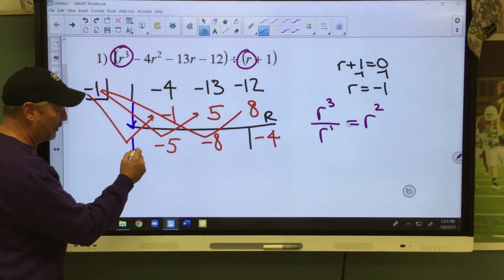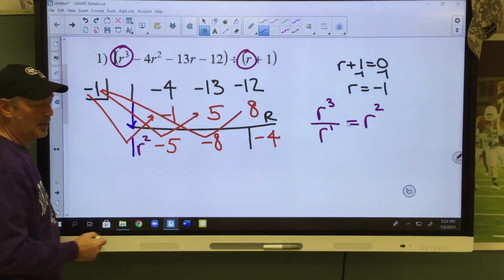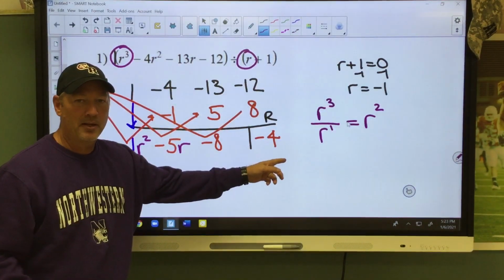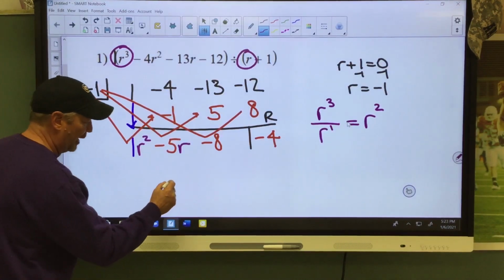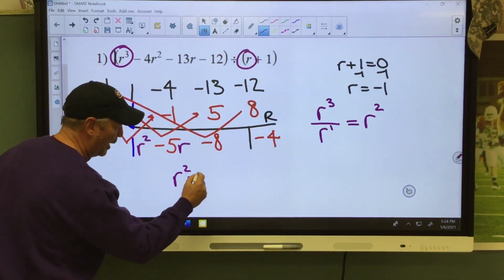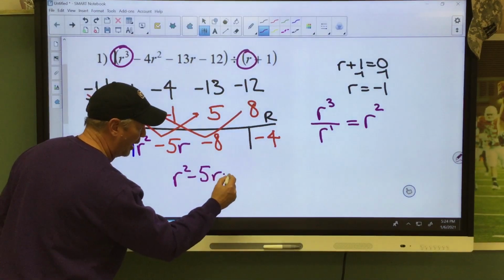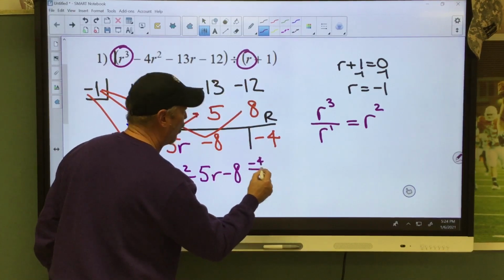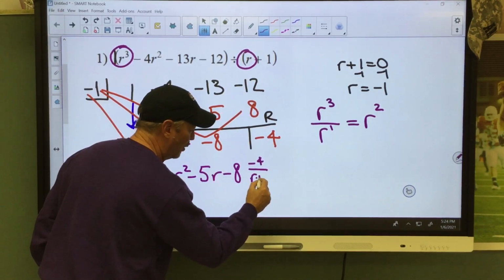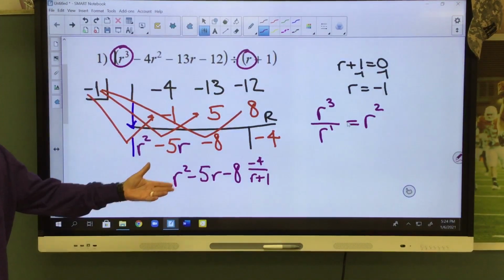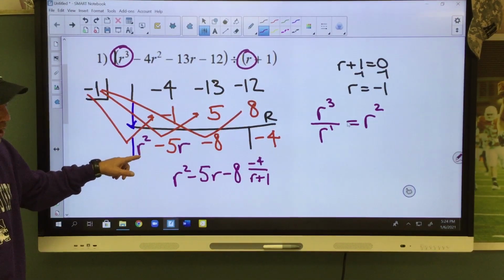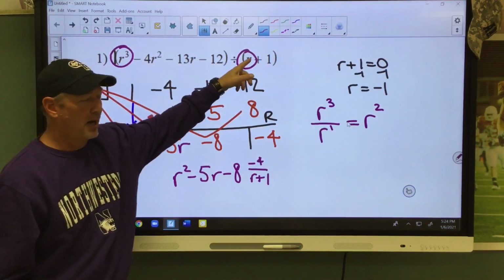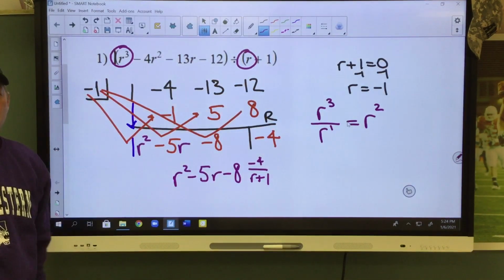So my answer should start with r to the second. This will be r to the first. This will be my constant. This will be my remainder. So what I'm going to write for my final answer is r squared minus 5r minus 8 with the remainder of -4 over r plus 1. There's your answer. Remember, to determine what to start with, you take your original variable, your original exponent, divide, and what's left over is what you should start with.